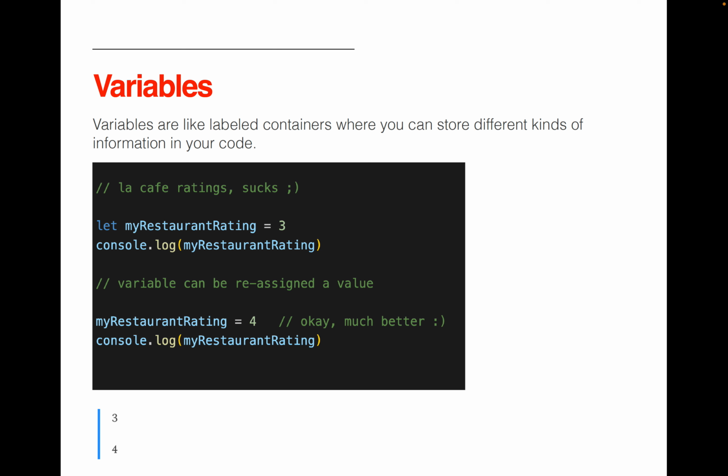Now let's say the restaurant started serving delicious food and people started liking it. And that changes the rating of the restaurant to 4. So we can see the variable myRestaurantRating got assigned a new rating of 4. And hence, if we print its value, that is myRestaurantRating's value, now it should print 4.